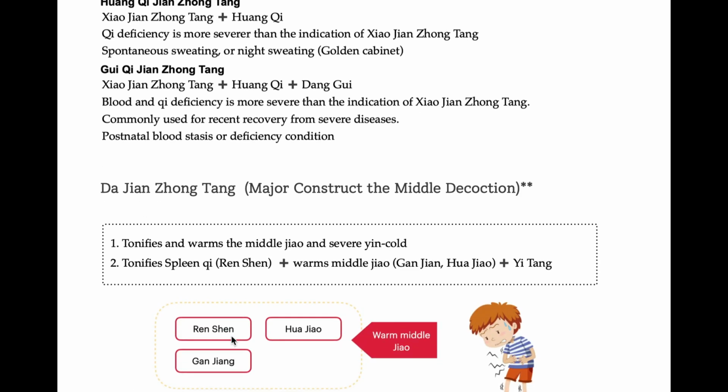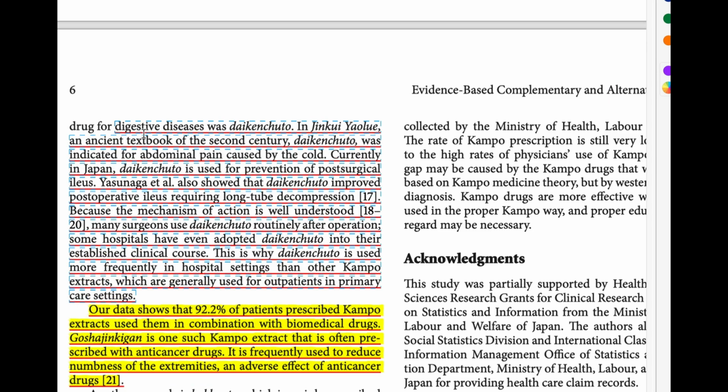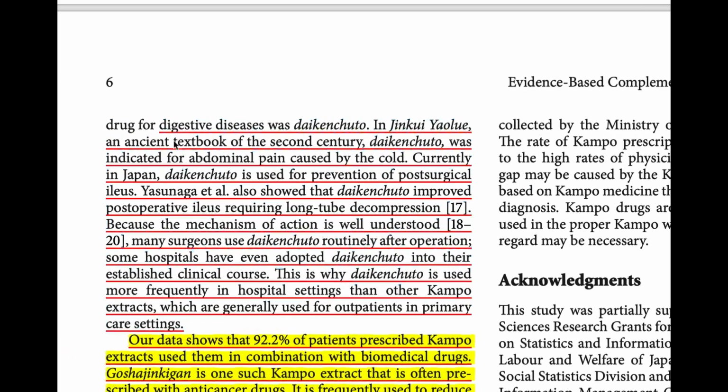And Da Jianzhongtang. Did I tell you that this is the most commonly used formula in Japan? So here is the reason. Da Jianzhongtang, this is the Japanese pronunciation, Dai Kenchuto. In Jingui Yaolue, the Golden Cabinet, this is for abdominal pain caused by extreme cold. That is Da Jianzhongtang. But currently in Japan, this is used for post-surgical ileus, so intestinal dysfunction.